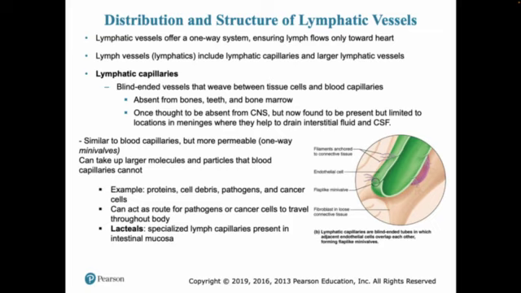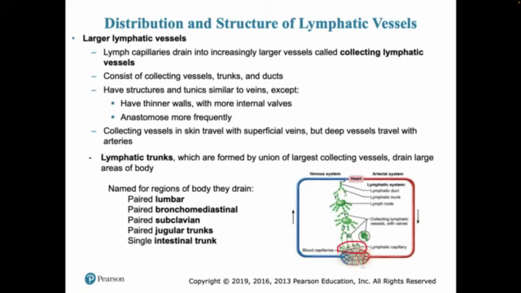And then there are lacteals. What are lacteals? These are specialized lymph capillaries that are only present in the intestinal mucosa. What about the larger vessels? So lymph capillaries drain into the larger vessels, all right, and they drain into the collecting vessels. What are these collecting vessels? It is a combination of several vessels, trunks, and ducts together. They have tunics similar to veins, but obviously much thinner, and they have valves inside as well.